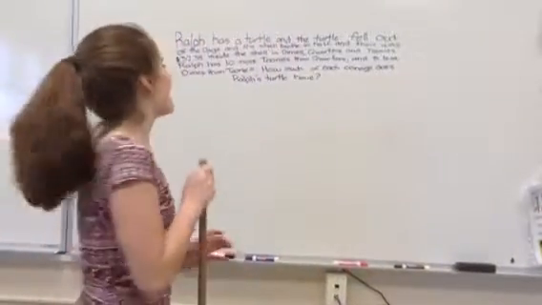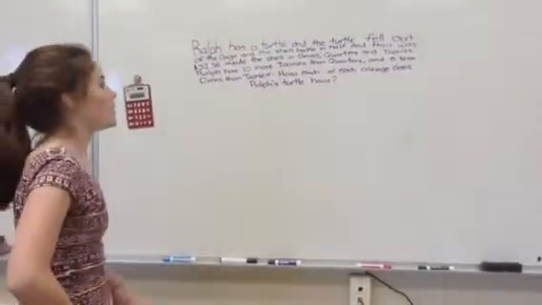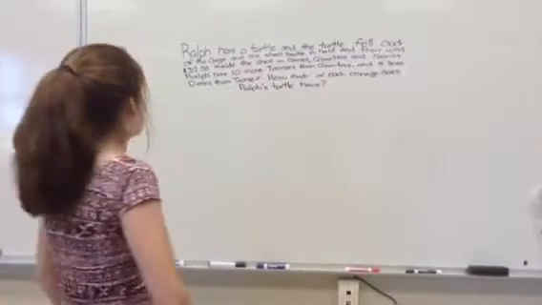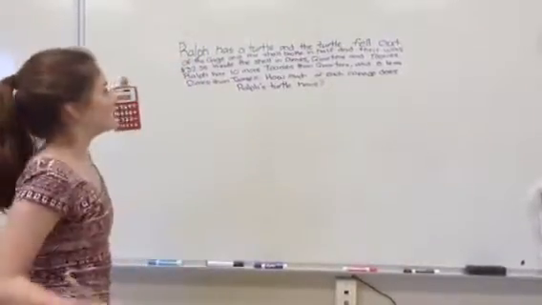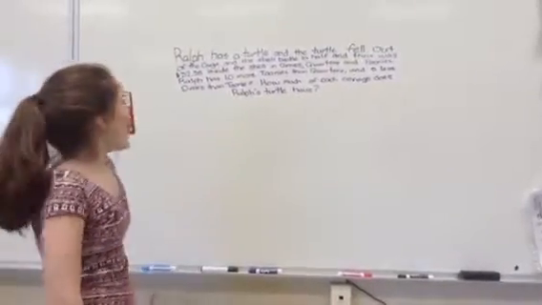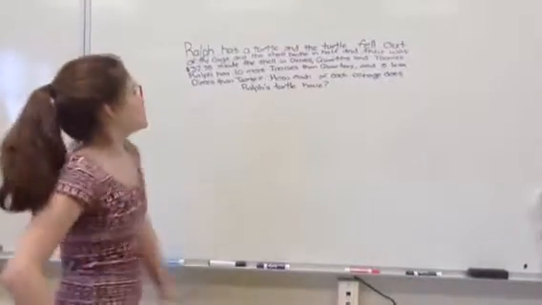I'm Camryn again, and we're going to be doing a 3-coin question now. So Ralph has a turtle, and the turtle fell out of his cage, and the shell broke in half. And there was $32.35 inside the shell, in dimes, quarters, and toonies. Ralph has 10 more toonies than quarters, and 5 less dimes than toonies. How much of each coinage does Ralph's turtle have?